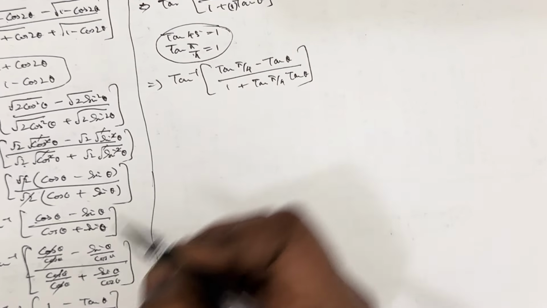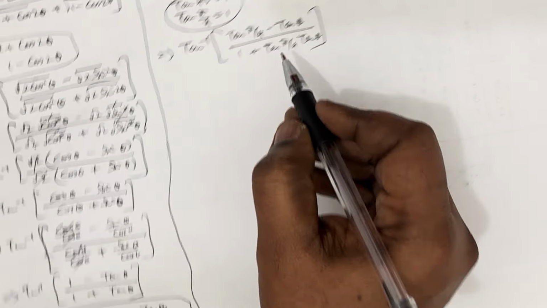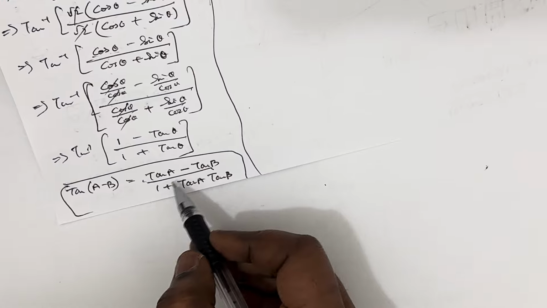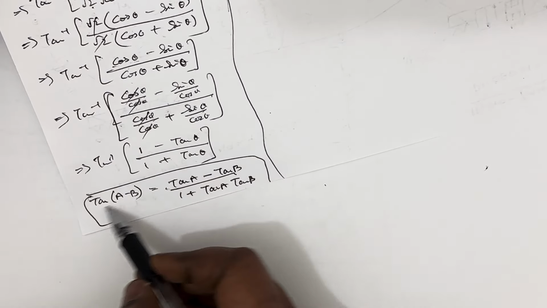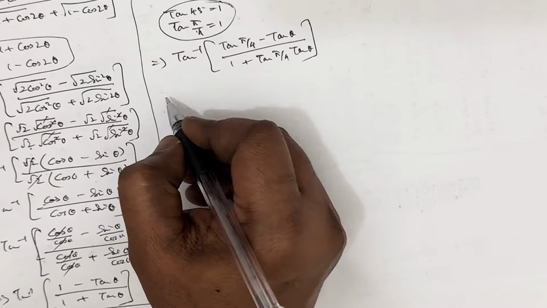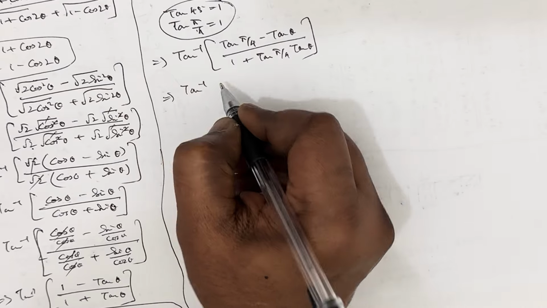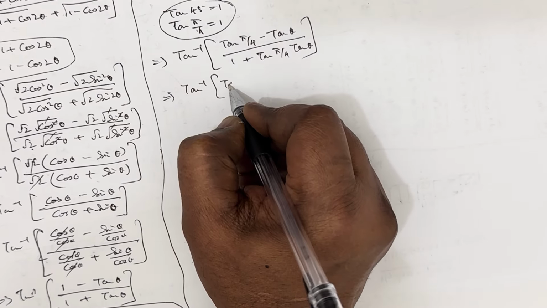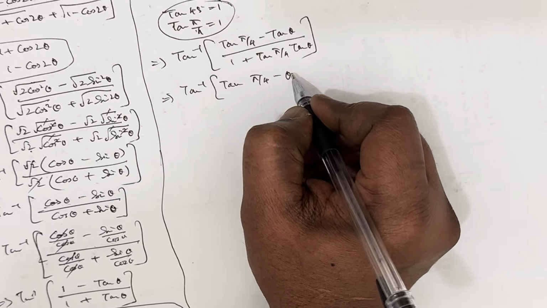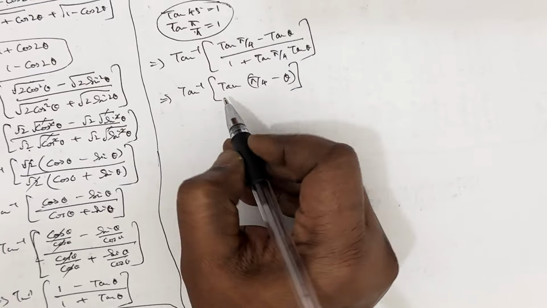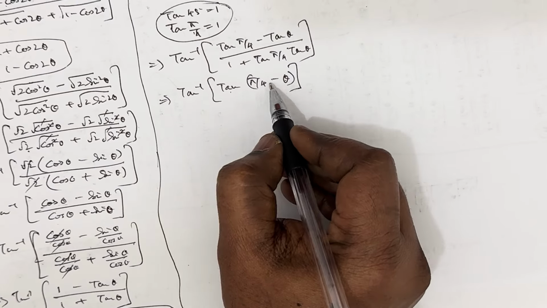Now this resembles the formula. This is exactly the formula, this expression. So we can write it as tan(A − B). So this can be written as tan inverse of tan(π/4 − θ), which is exactly tan(A − B).